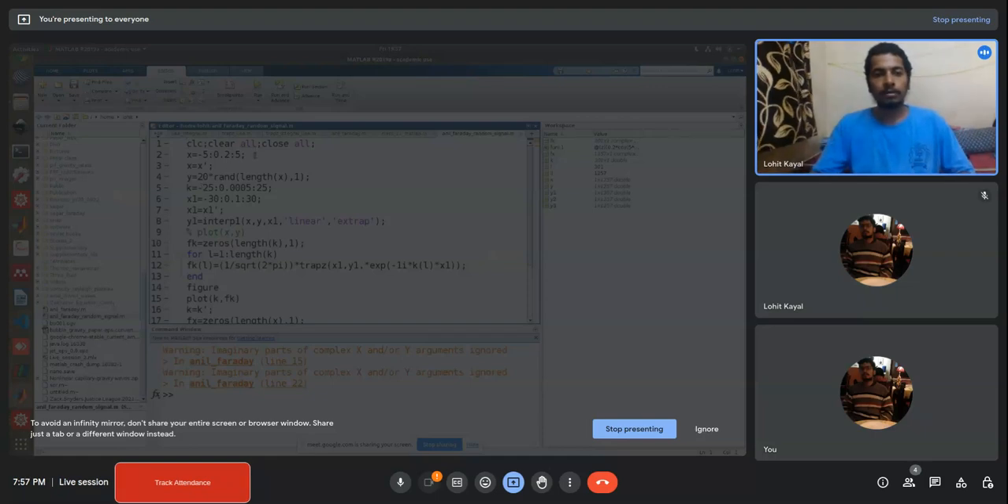Okay, so what I have done, this is my limit of x, and this is the y. I have changed it in this way because I wanted everything as a column vector, so I have just changed it, x equal to x prime, and this is the limit of my k. We see that here dx is 0.2 and here dk is 0.0005.